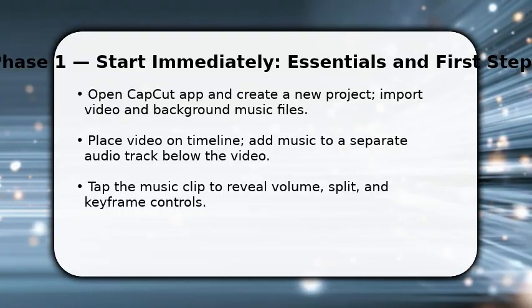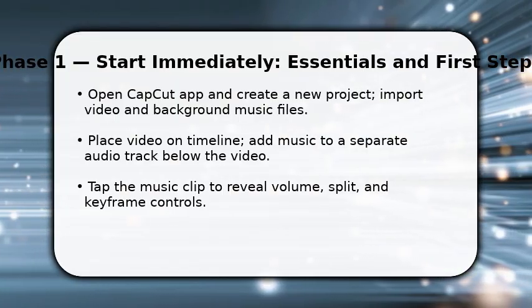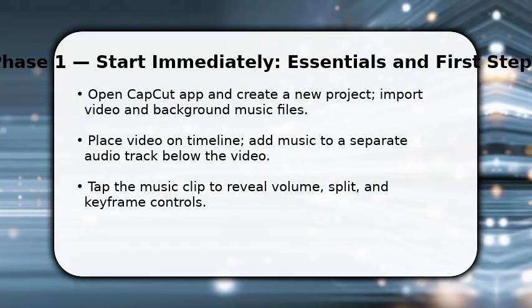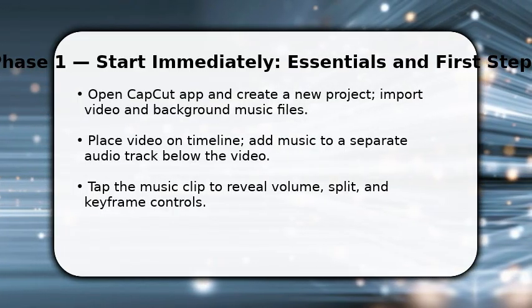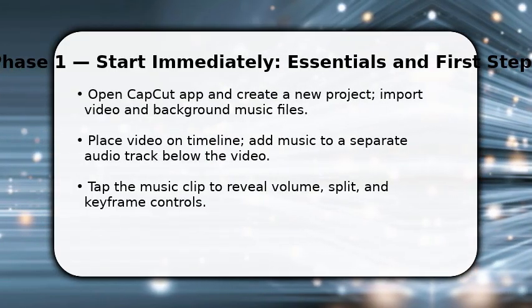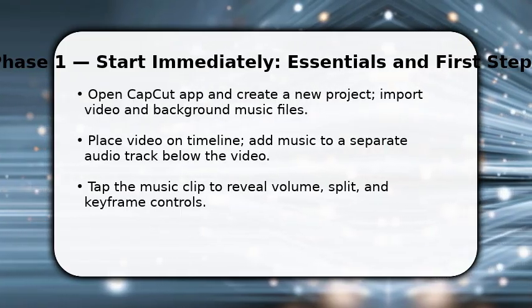You've opened CapCut and added your files. Now focus on the audio layer. First, place the music clip on its own track under the video. Once done, tap the music clip to open the audio inspector so you can control volume and effects. Make sure to check the clip length versus the video. If it's longer, split or trim it now.